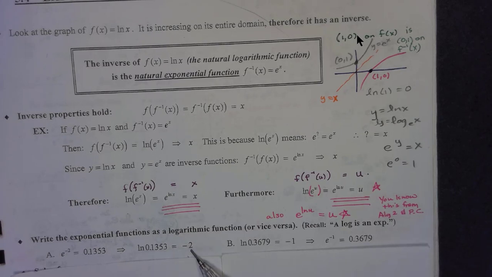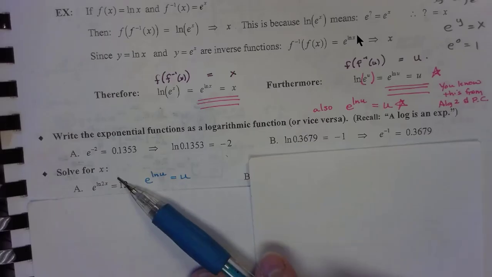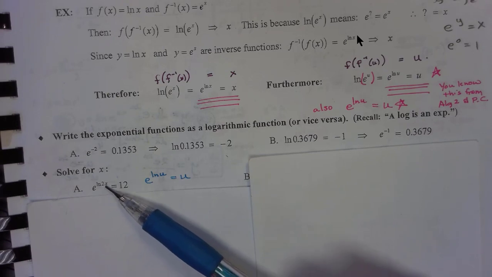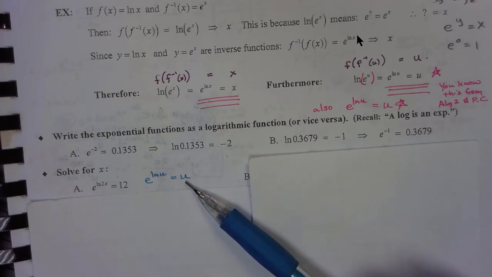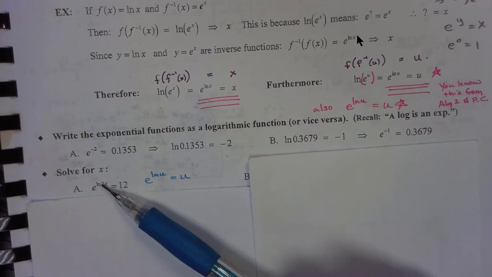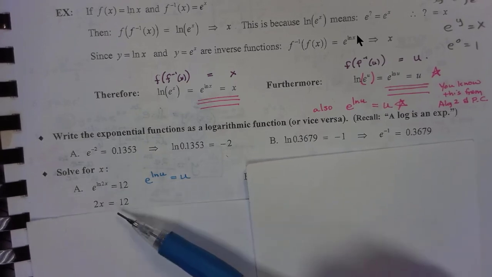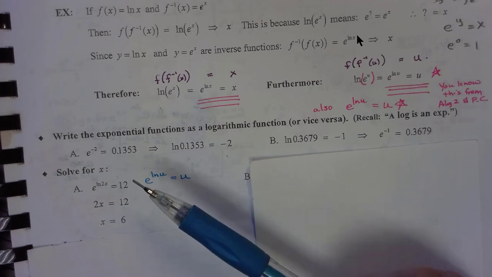Negative 2 is my exponent that goes on, since I'm using natural log, the base of e, and it gives me this. Also, natural log of 0.3679 is negative 1, implies that e to this power gives me that. All right, solving for x. E to the natural log of 2x is 12. Remember, e to the ln u is u. So my u is 2x, which is 12, so x is 6.